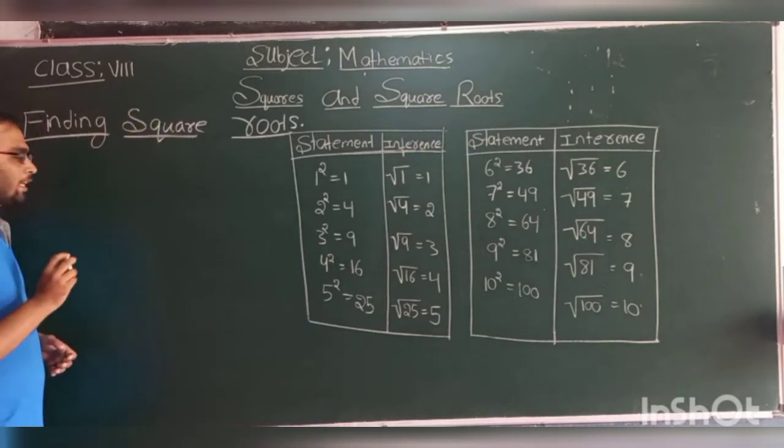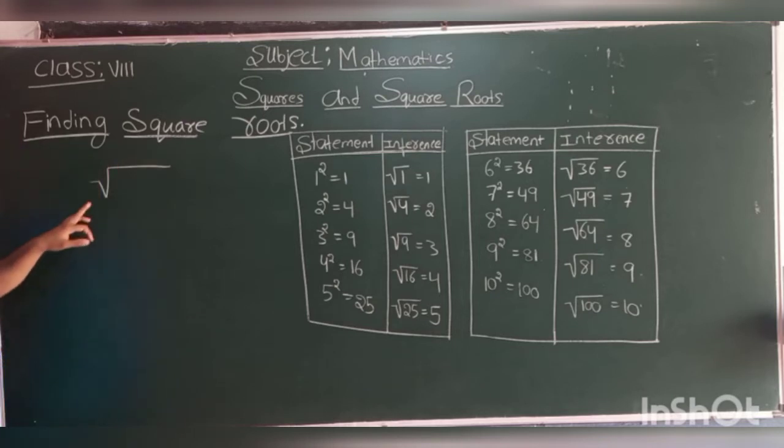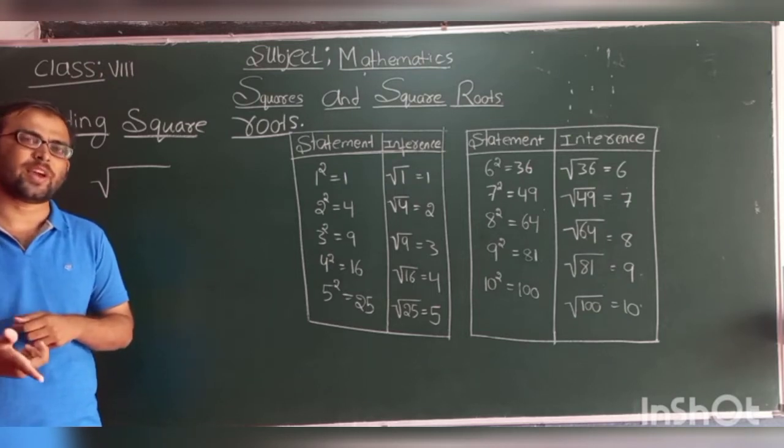Square root is represented using a symbol like this. This is the symbol used to represent square root. As I told you, square root is just the opposite of a square number.